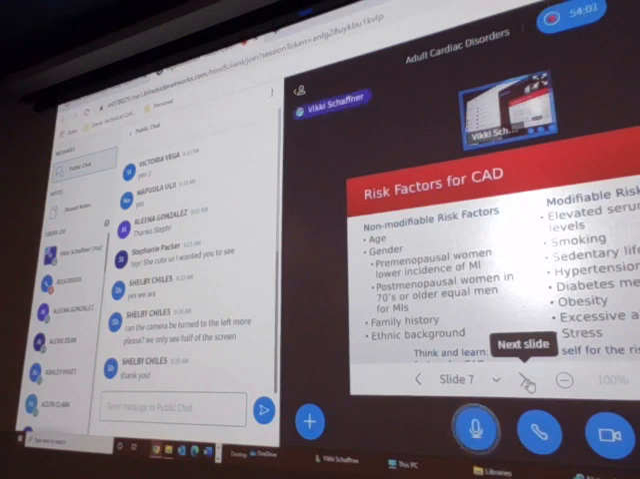So modifiable risk factors would be an elevated serum cholesterol, tobacco use, sedentary lifestyle, hypertension, diabetes, obesity, excessive alcohol use, and stress. So what is the deal with alcohol?